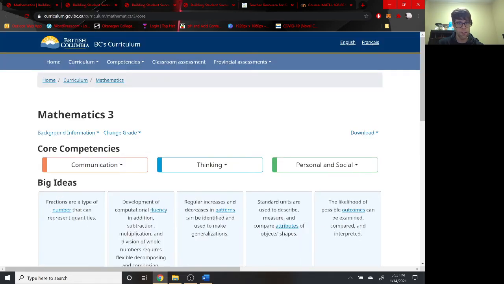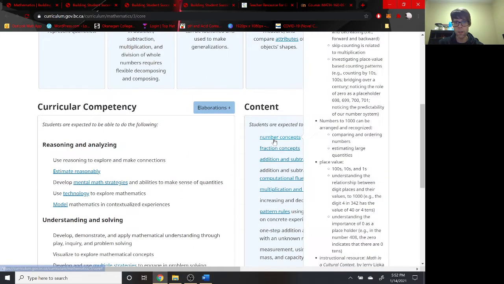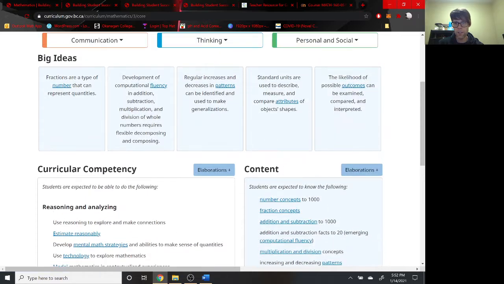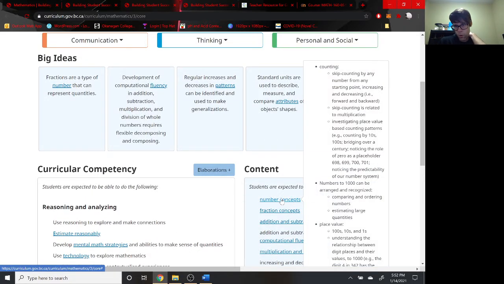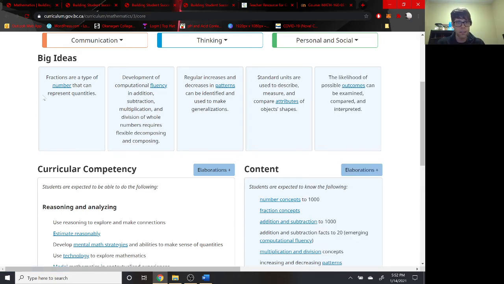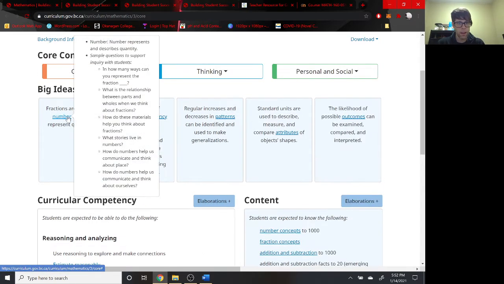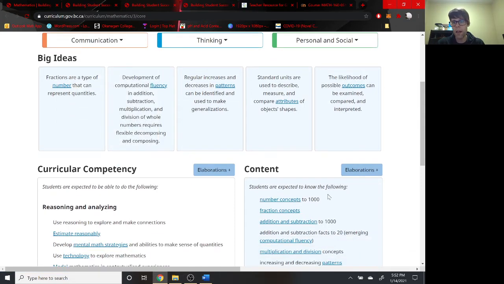And in the grade 3 level, I looked at the number concepts content, and let me scroll up a bit so you can see. They now work on skip counting by any number at any starting point, and they're working with numbers up to 1,000. That's the big one. I can't remember. Oh, number concepts to 1,000. So that's where I got that number from. It was part of the main content here.